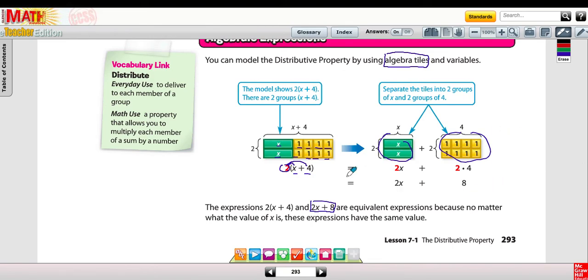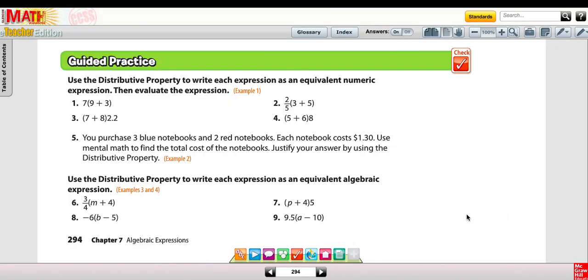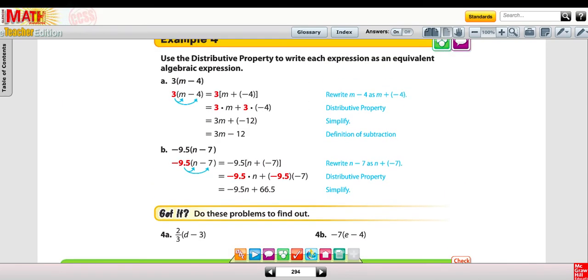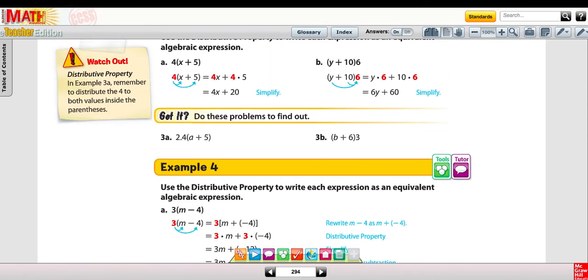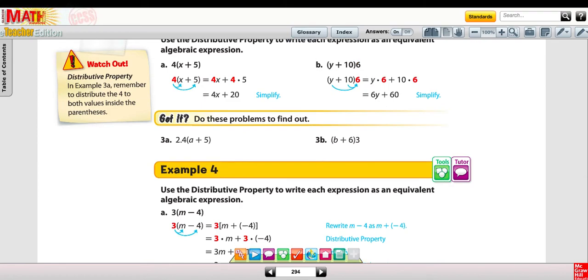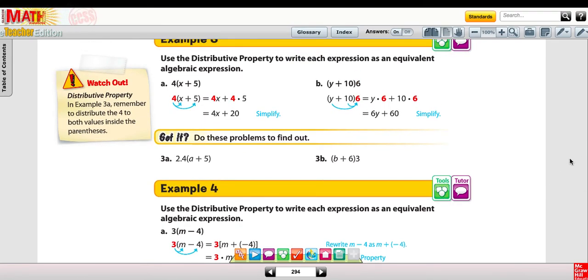Okay, so we're still going to distribute whatever is outside to the inside, but in this case, if we have a variable, the only thing we can do is write that as 2x. So moving on to page 294, we're going to look at example 3 at the top of the page. In example 3, we are going to use the distributive property to write an expression as an equivalent algebraic expression. So we're going to take 2.4 in 3a.